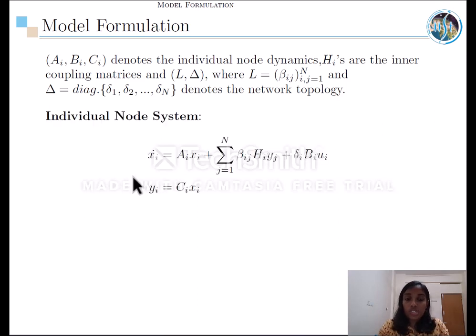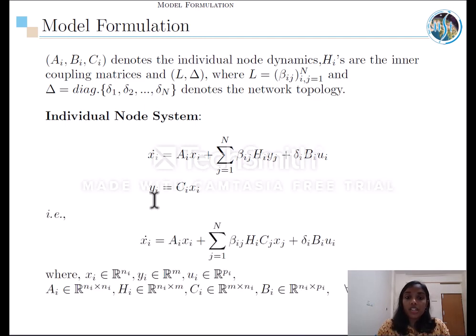So the individual nodes are governed by these two equations: xi dot equal to Ai xi plus summation beta ij Hi yj plus delta i Bi ui, and the output equation yi equal to Ci xi. Now since the dynamics are different here, we couldn't employ the Kronecker product, and plugging this output equation into the first state equation, we'll get the individual node dynamics as xi dot equal to Ai xi plus summation beta ij Hi Cj xj plus delta i Bi ui.